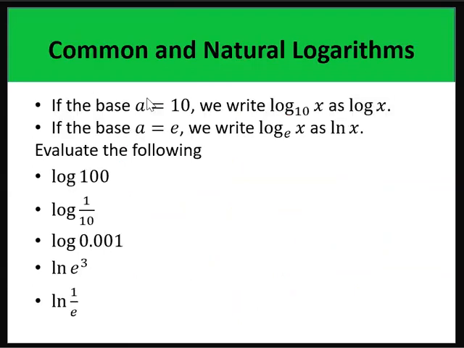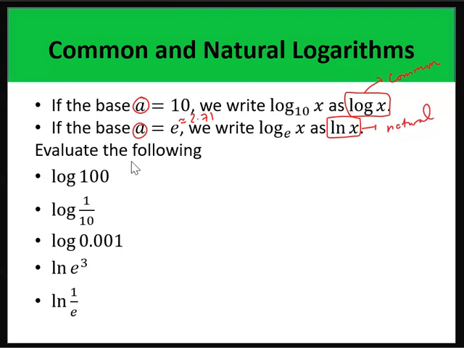So now if the base a is equal to 10, then we write logarithm of x to the base 10 as simply logarithm of x. Now we call this the common logarithm. So if the base a is equal to e, which is approximately 2.71, then we write the logarithm of x to the base e as ln of x. And we call this the natural logarithm.